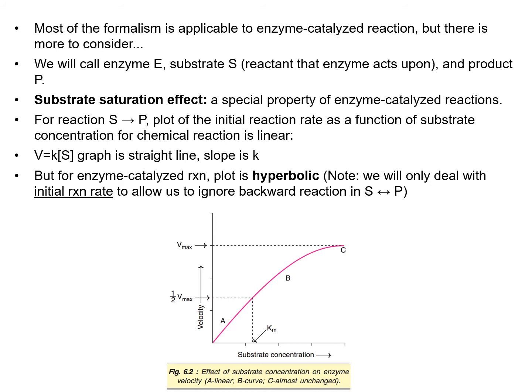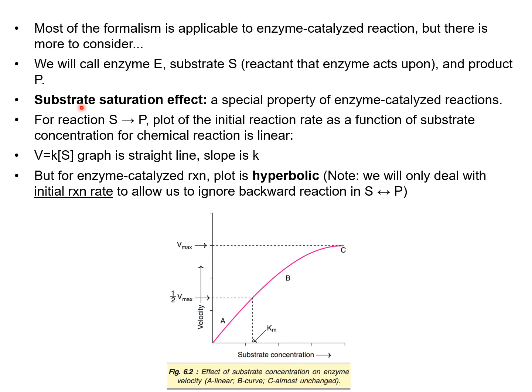Most of the formalisms that we discussed so far for chemical kinetics are applicable to enzyme catalyzed reactions, but there's more to consider. As we did so far, we'll still call the enzyme E, substrate S, and product P, and substrates are the reactants that enzymes act upon. This enzyme catalyzed reaction has a special and interesting property called the substrate saturation effect.